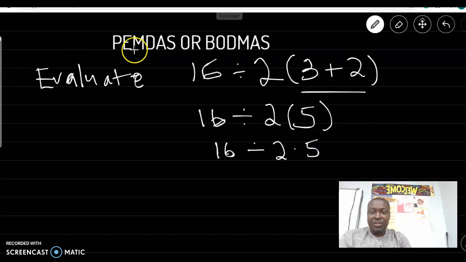The next step should have been exponents, but we don't have any exponent. Next is multiplication, and we do have multiplication and division. But since we have both division and multiplication, we have to work from left to right. So we cannot do the multiplication first. We have to do the division first. 16 divided by 2 is 8. And then you bring in your multiplication.